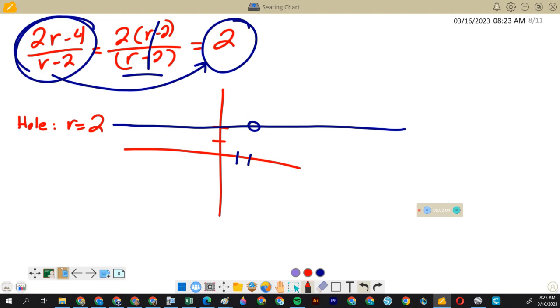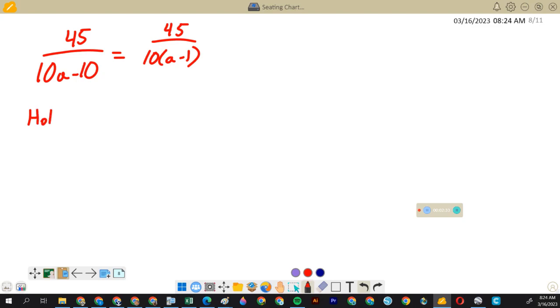Okay. Now look at number 8. Number 8 says 45 over 10a minus 10. That simplifies down to 45 over 10 times a minus 1. Okay. So, does this have any holes? Are there any factors on the top and the bottom that are the same? No. So no holes.